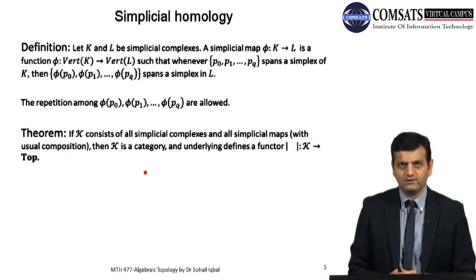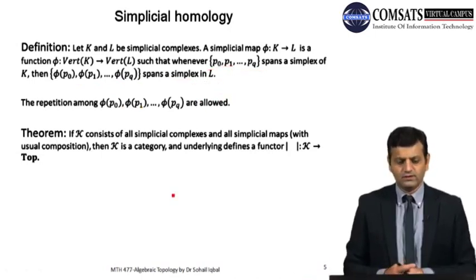Let K and L be simplicial complexes. A simplicial map phi from K to L is a function taking vertices of K to the vertices of L, such that whenever we have a simplex inside K, its images span a simplex in L. Repetition is, of course, allowed in the vertices.